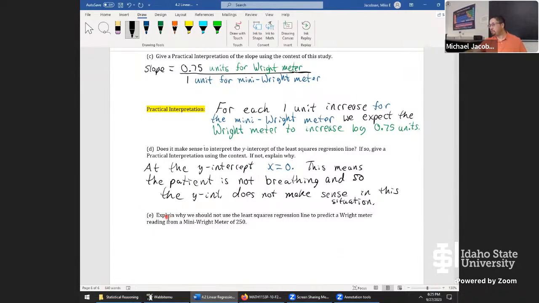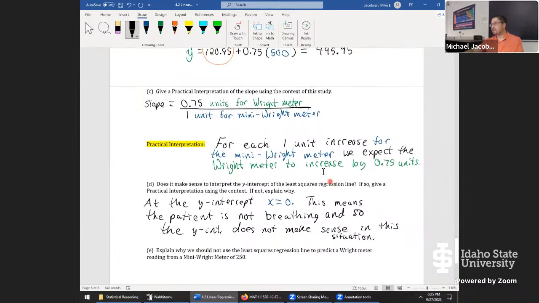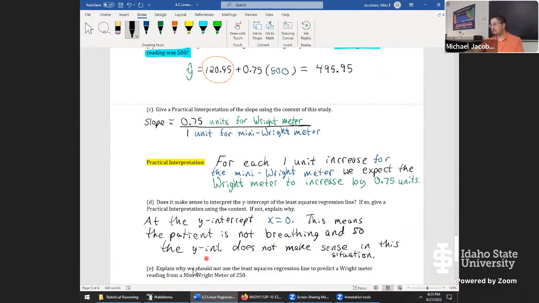Part E says, explain why we should not use the least squares regression line to predict a right meter reading, just like we did up here in part B, from a mini rate meter of 250. And that was going back to the comment you were making earlier. 250, well, there's no trouble. You could put it right there and crank it out.